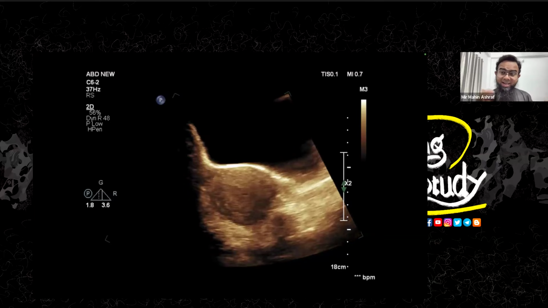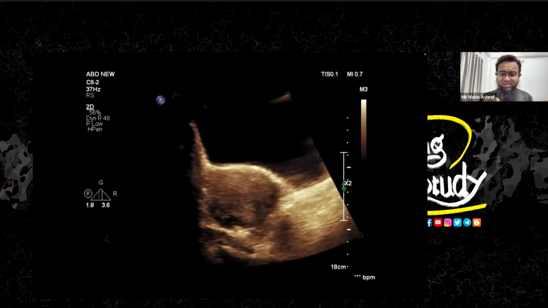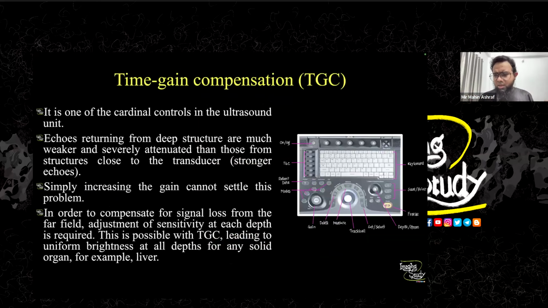So it depends on you. For each and every structure, we probably need to change the gain. This is a very common button we use in our daily life. Sometimes changing the whole gain, changing the whole screen brightness, is not quite suitable. You know, when the sound passes through the media, it gets attenuated.